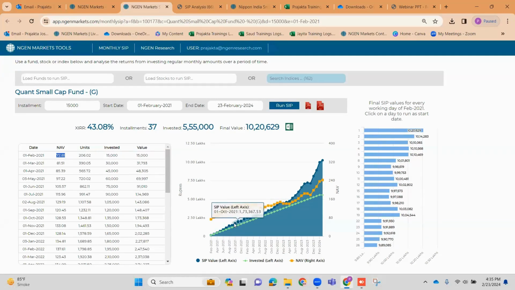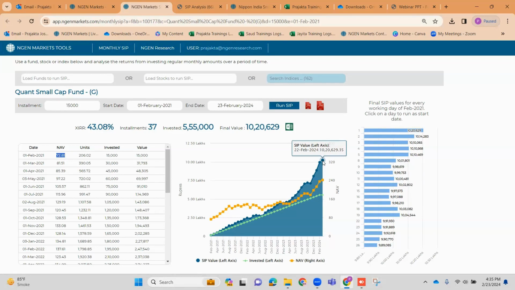And that is exactly what is indicated in this blue area that you can see here. This is how your portfolio value has increased, right? If there is a drop in the NAV of the fund, you will see a drop in the portfolio value also. So this will move in tandem with the orange line that you can see here, right? If you just hover on this, it will typically tell you 10,20,000, which is your final value.